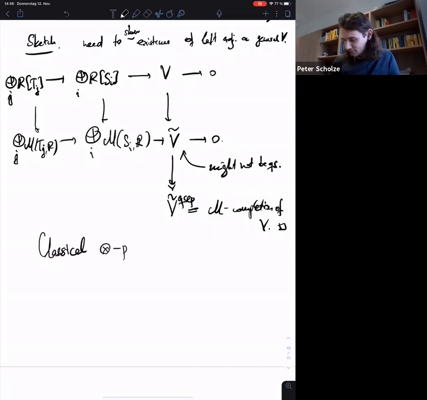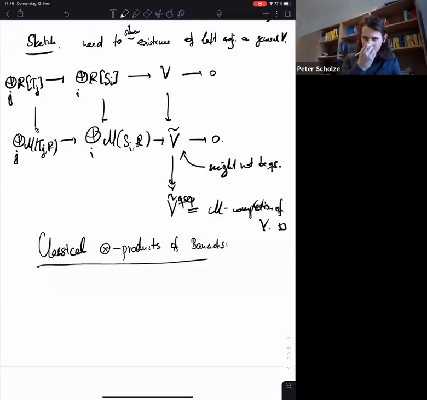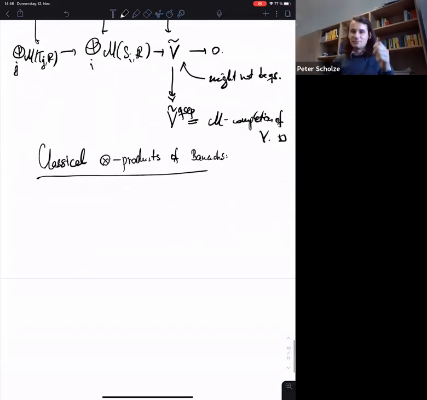Classical tensor products of Banachs. These were defined by Grothendieck in his early functional analysis days. He defined at least two, and sometimes many more, tensor products. There's a minimal choice for a tensor product and a maximal choice, and I only want to consider those. They are also the most prominent in this theory.